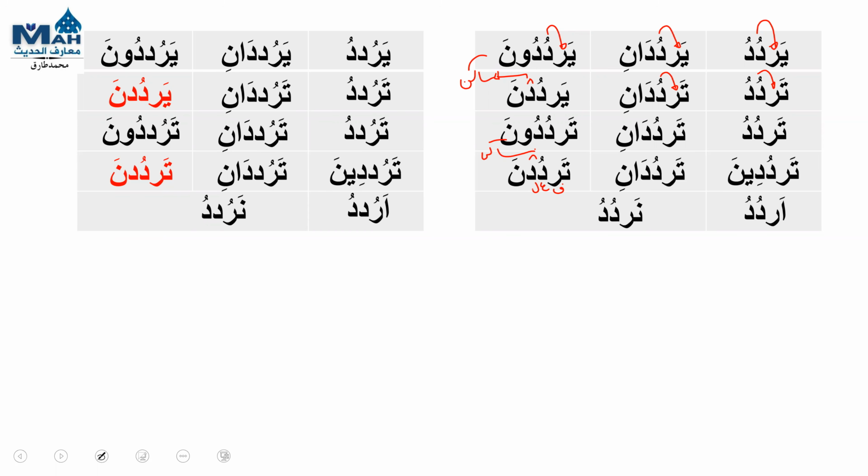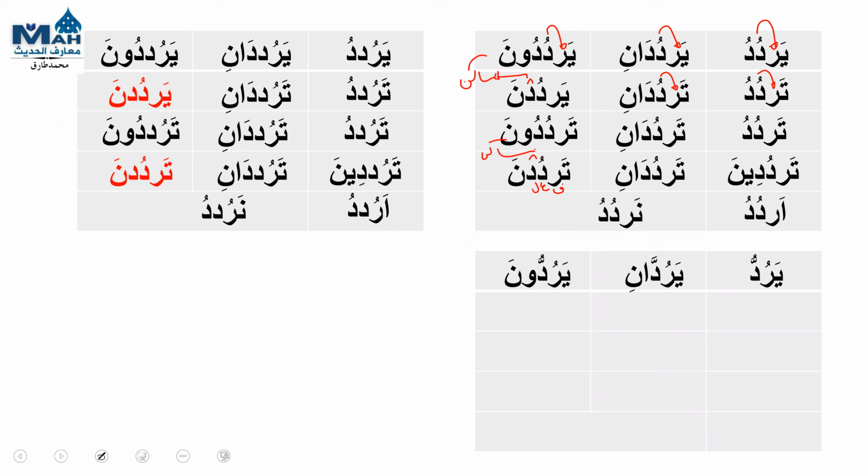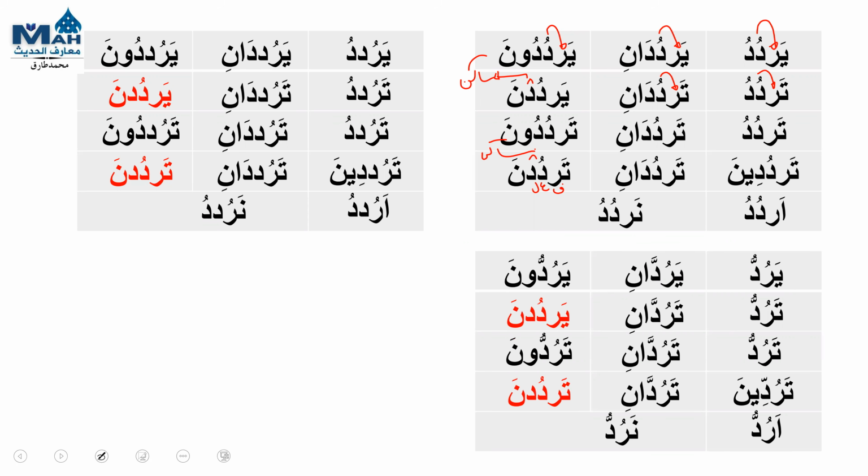Okay. Read the chart by merging. Yaruddu, yaruddani, yarudduna, taruddu, taruddani, yarduduna, taruddu, ترداني تردون تردين ترداني ترددنا أرد نرد. Very good. Excellent. Now we have to make what?